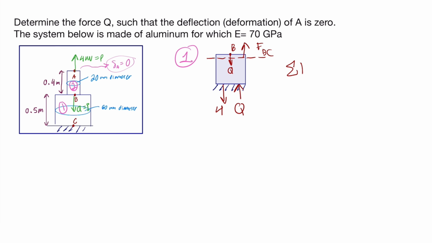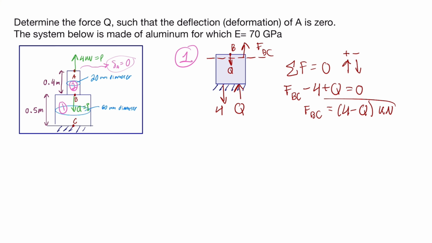We will do the sum of the forces and set it equal to 0. And we will identify going up as positive and going down as negative. So then we will put force BC minus the force of 4, which is going down as shown here, plus the Q, and set that equal to 0, and we get that the force BC is equal to 4 minus Q, and this will be in kilonewtons.